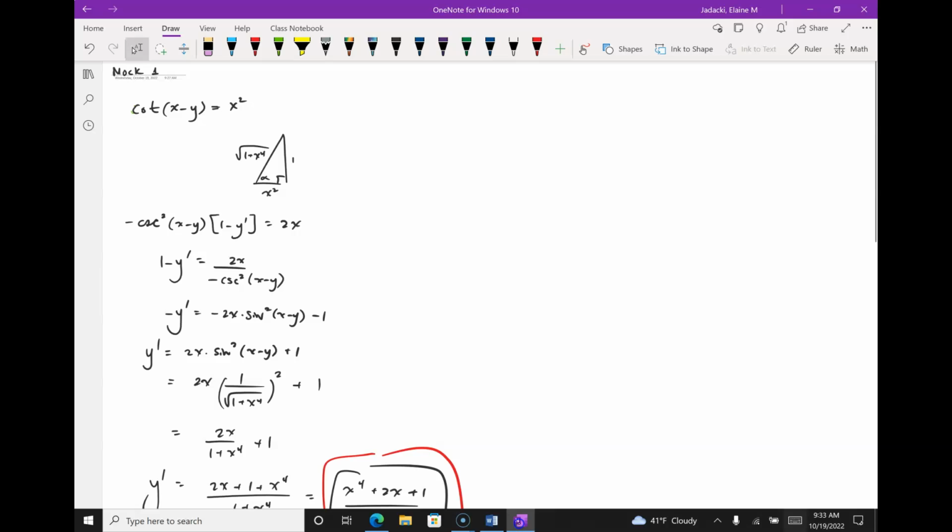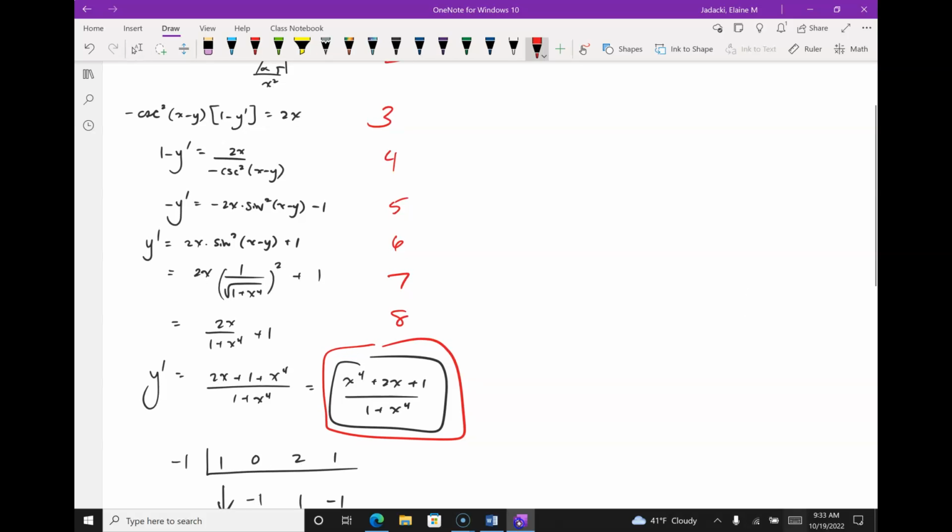I think line 3 is fine for everybody. Does everyone get line 3? Yes, good. And then I'm just doing algebra for 4, 5, 6. For 6 to 7, I go back to the triangle and get my ratio for sine. And then get an LCD in 8 to 9, right? But then I want to make sure that this thing is not factorable. How do I do that?